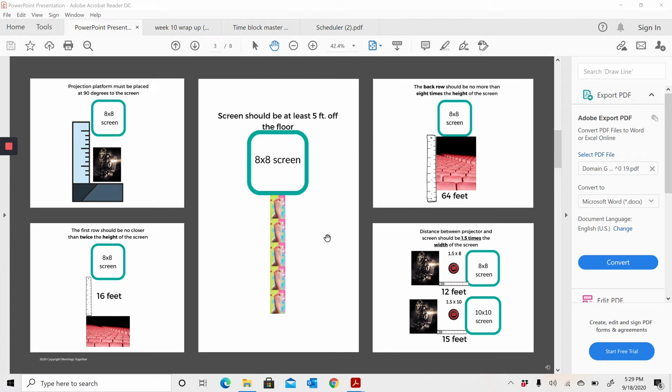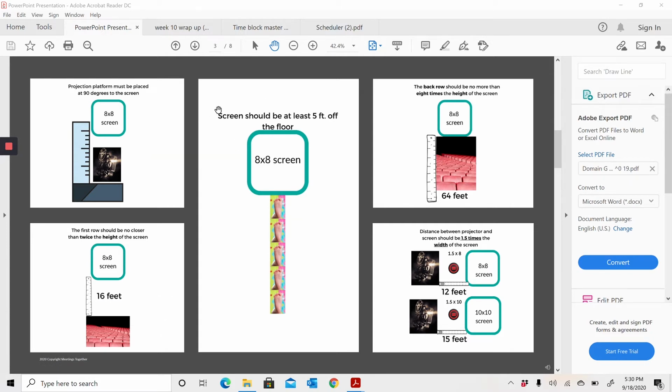So this is what I was talking about for the screen. You want to know these little tips and tricks. So the 8x the screen rule is the projection platform is placed at 90 degrees to the screen. Look at this little 90-degree angle, and this is where the little projector is in the middle. And then just below that, the first row should be no closer than twice the height of the screen. So if you have an 8x8 screen, I know math, twice the height of it is going to be 16 feet. So the first row should be no closer than 16 feet.